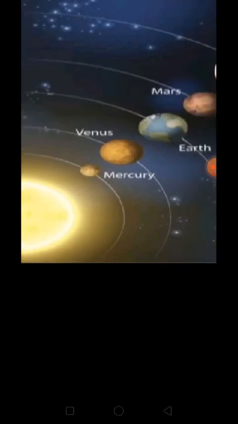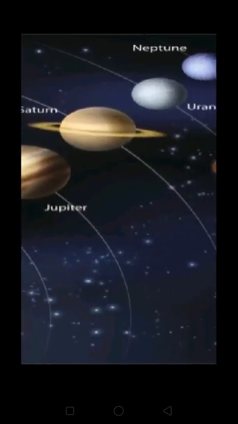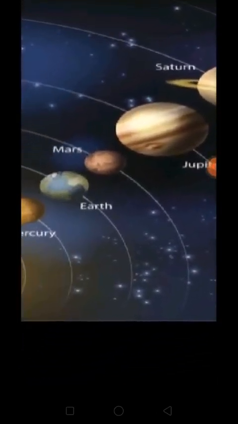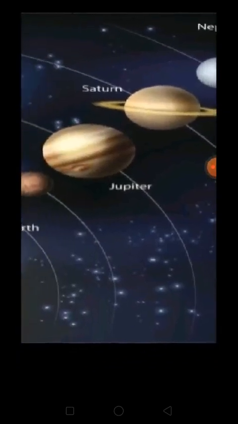Now, next is planet. Planets are the heavenly bodies that revolve around the sun. These are called planets. What is special about a planet? A planet does not possess its own light. They are non-luminous objects. Our planetary system is an 8-member system, and these planets revolve around the sun.